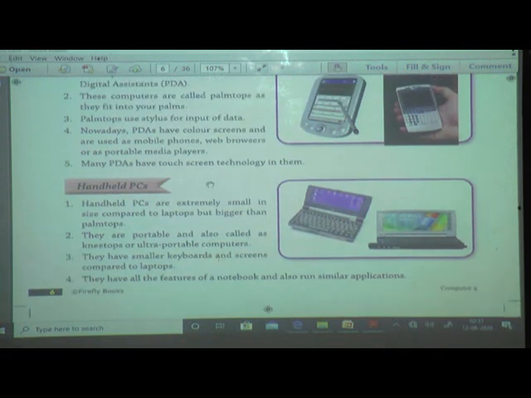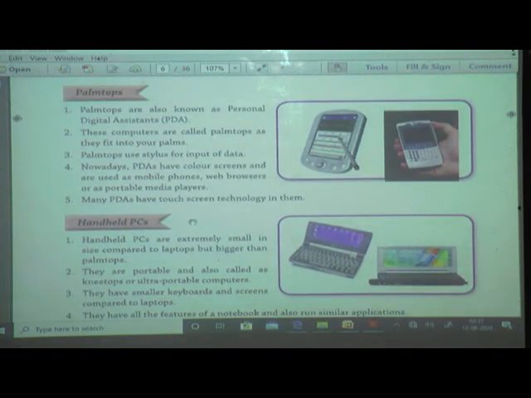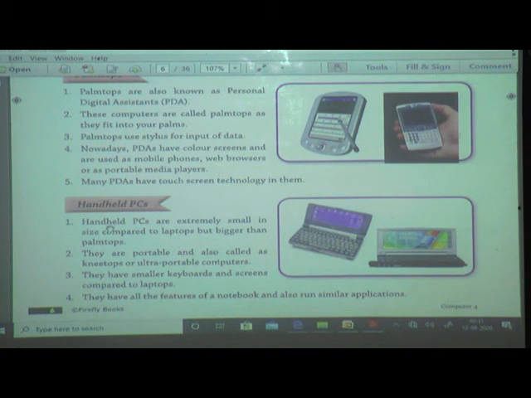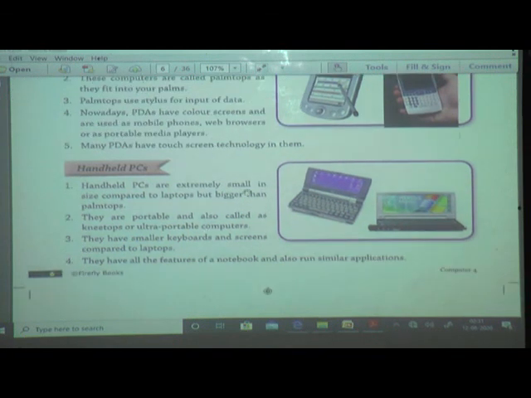Which is the smallest computer? It is the palmtop that is the smallest, and the largest is the desktop. But handheld PCs are extremely small in size as compared to a laptop. It is smaller than a laptop but bigger than a palmtop. They are portable and also called netbooks.